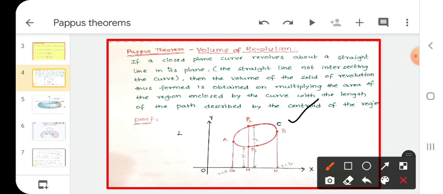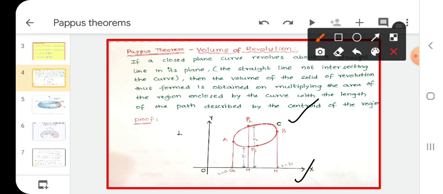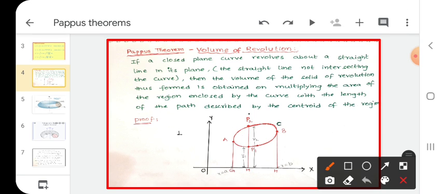For this we take a closed curve C, and this closed curve revolves about a straight line. Here we take that straight line as the x-axis, and I draw two parallel lines, x equals a and x equals b, parallel to the y-axis. These two parallel lines touch this curve at the points a and b, so these are the limit points of this curve. I take two more points P1 and P2 on this curve. The distance P1M is y1 and P2M is y2.